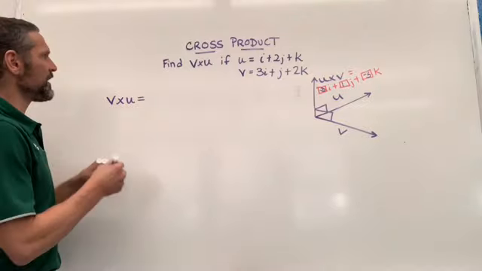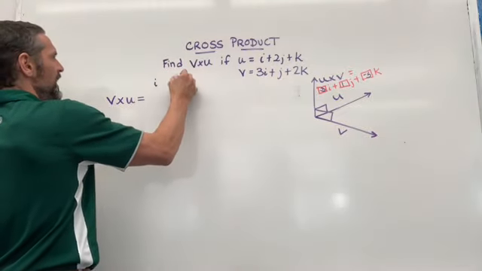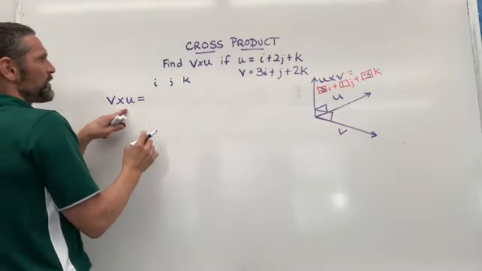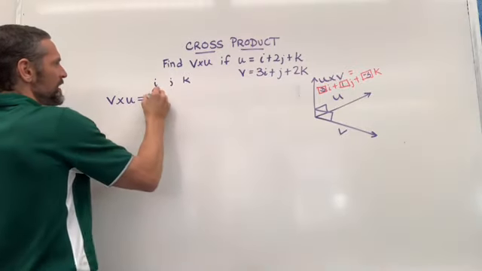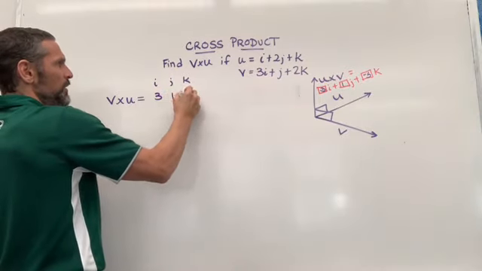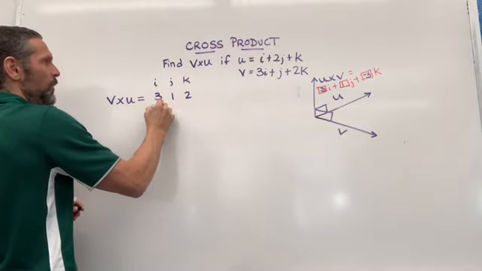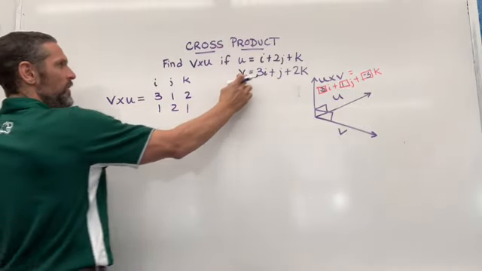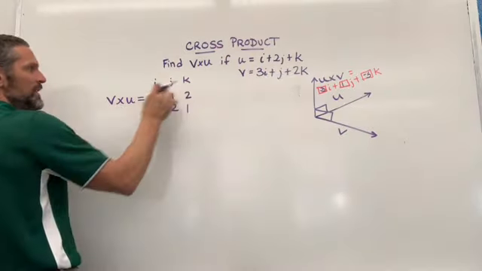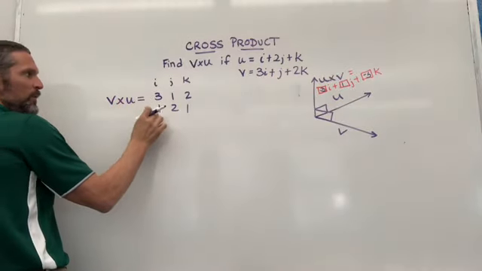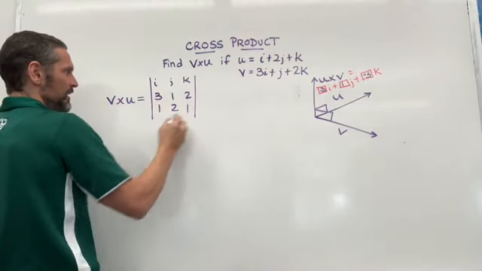So let's find this. i, j, k, v cross u. Well, v now gets in this second row because we're doing v cross u. And u is 1, 2, 1. V is 3, 1, 2. That goes in the second row because I'm doing v cross u. Now u goes down to this third position.